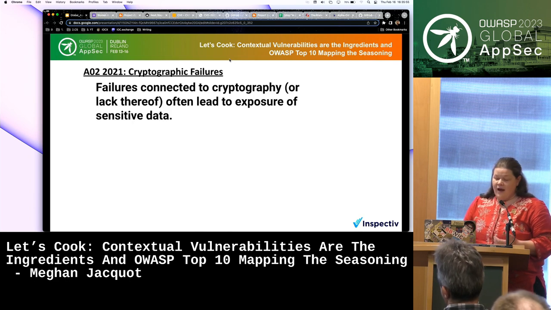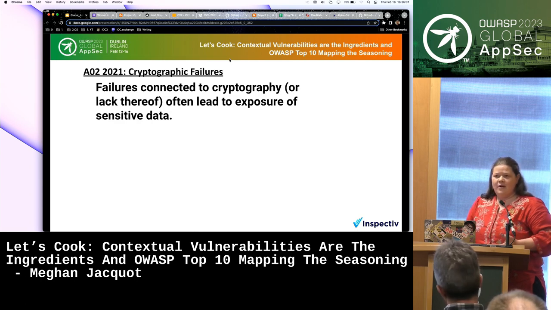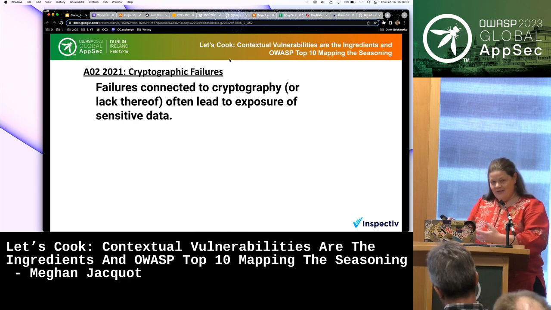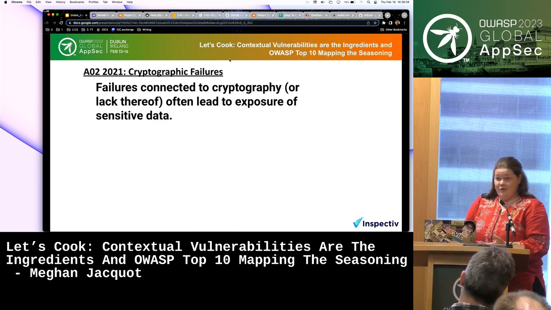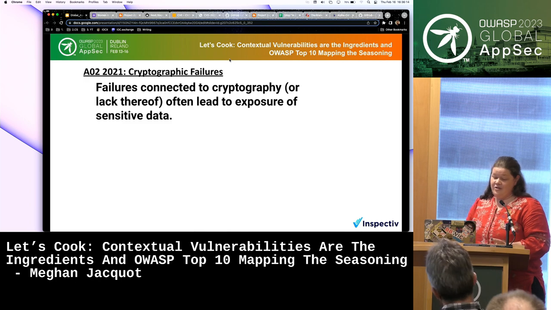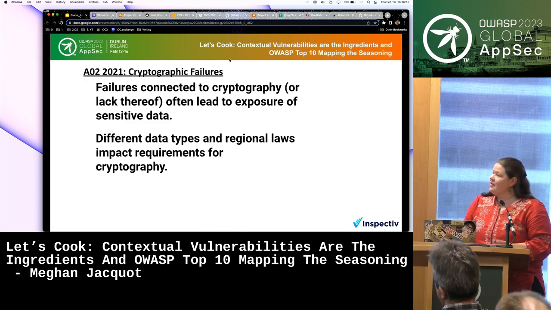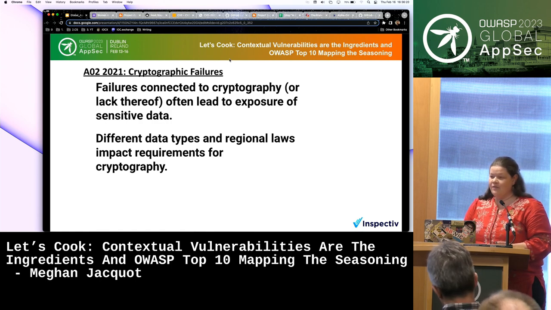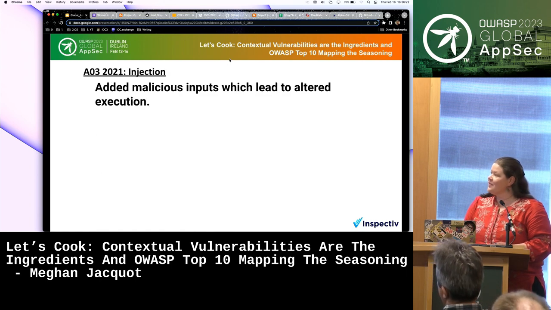For our cryptographic failures, that's A02, you can think about it as maybe a secret recipe. Here in Dublin, we have Guinness, and they have a secret recipe. I'd imagine they have cryptography around that. If that cryptography gets broken, your secrets might get shared. Think of different data types too, because depending on geography, there might be different requirements.